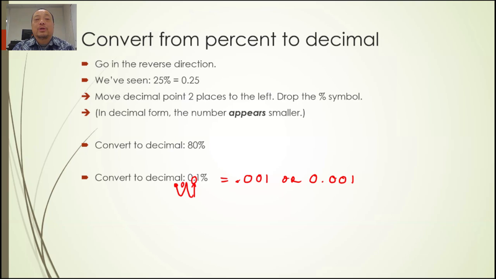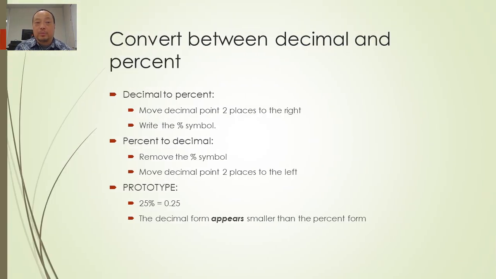All right, that's how you convert from percent to decimal. We already know how to convert from decimal to percent. Here's a summary. Instead of memorizing the method, I suggest you just remember the example. Maybe think of it as a prototype or a template. 25% equals 0.25. Once you think of that, it's easier to recall the method, like which way the decimal point moves.